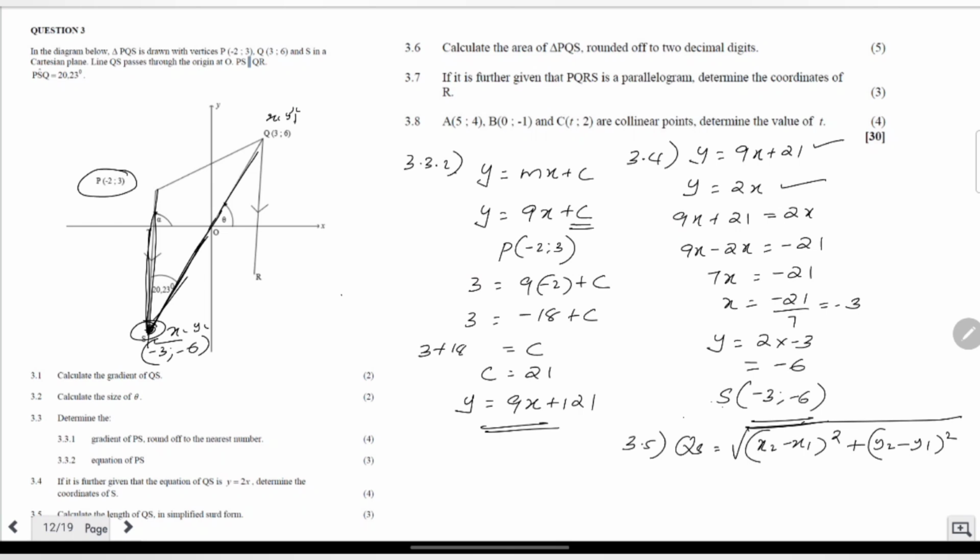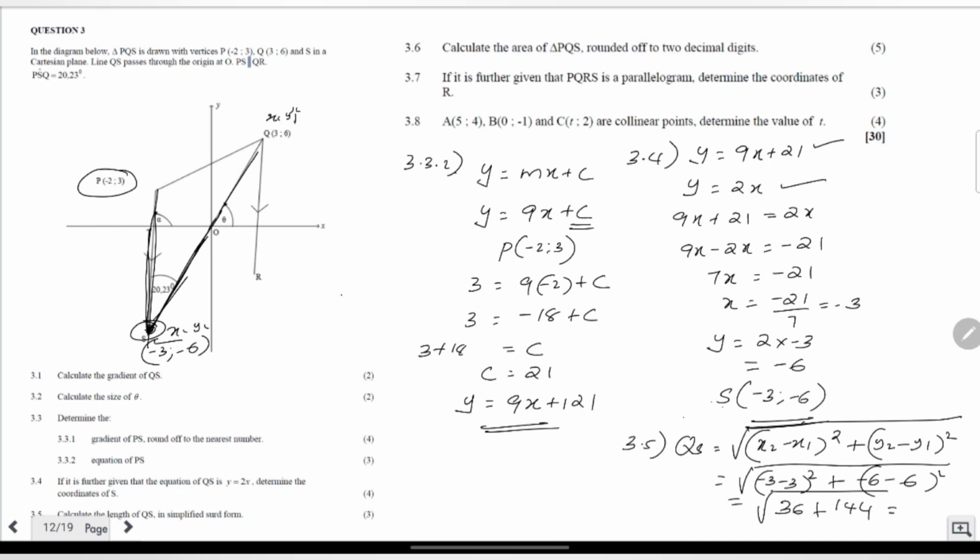Is it clear? Okay, then it's just a matter of substitution. x2 is minus 3: square root of minus 3 minus 3 all squared plus y2 is minus 6 all squared. Then you can just do it in the calculator. So it's going to be what? Minus 3 minus 6, squared is 36, plus 12 squared is 144, isn't it? Minus 6 is minus 12 squared. When you square it, it's always positive. Clear?